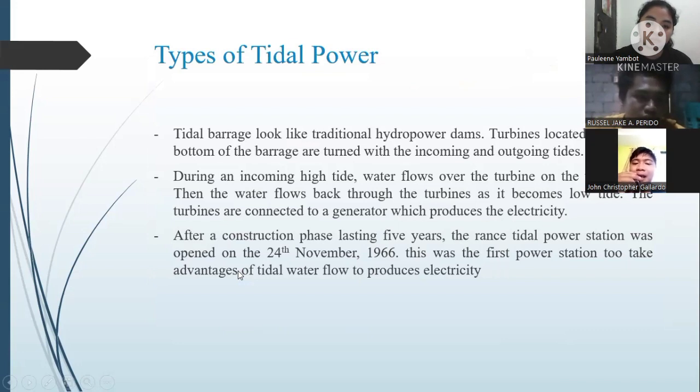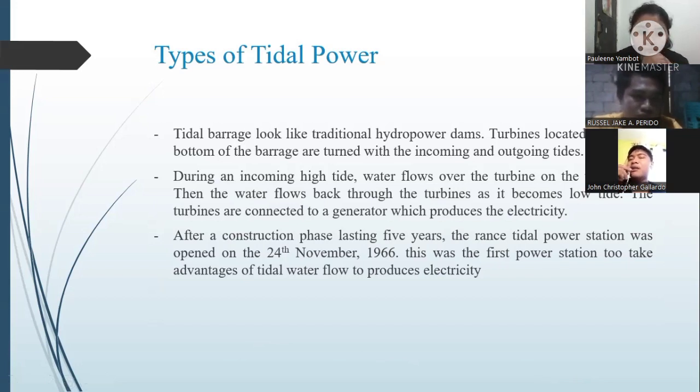Tidal barrages look like traditional hydropower dams. Turbines located toward the bottom of the barrage are turned with the incoming and outgoing tides. During an incoming high tide, water flows over the turbine and the water rises. Then the water flows back through the turbines as it becomes low tide. The turbines are connected to a generator which produces the electricity.